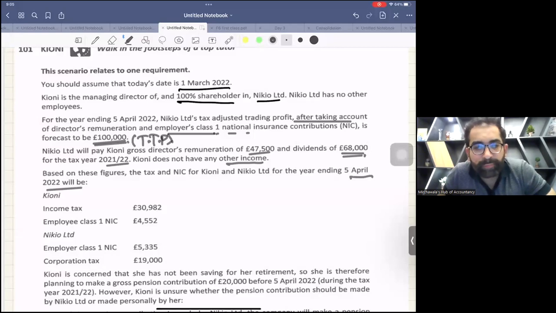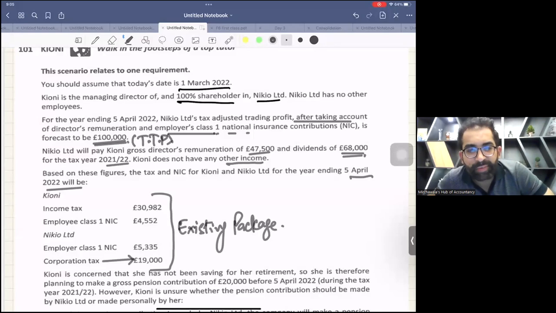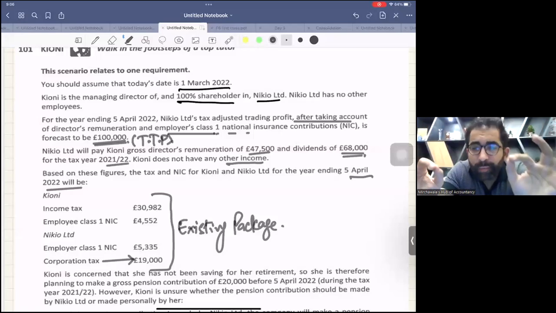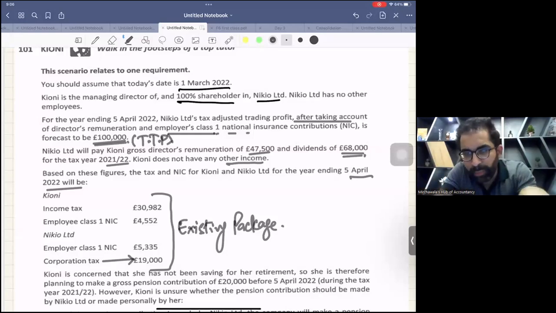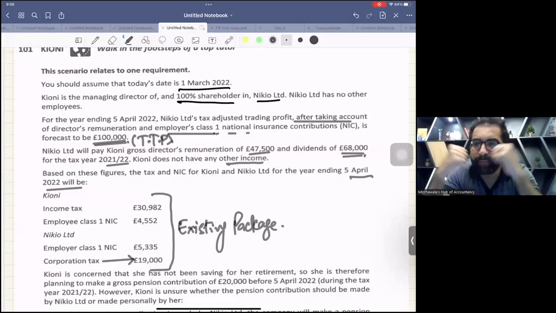Now the good news. This is your existing package, something already done. Let me verify one number for you. Why is your corporation tax 19,000? Can anybody tell me? Because your TTP is 100,000, and 100,000 times 19% is 19,000. So these are your existing taxes, already calculated correctly by the examiner, on the basis of the above figures given in the question.